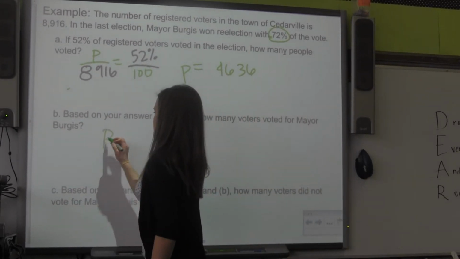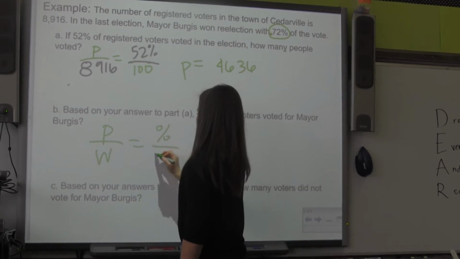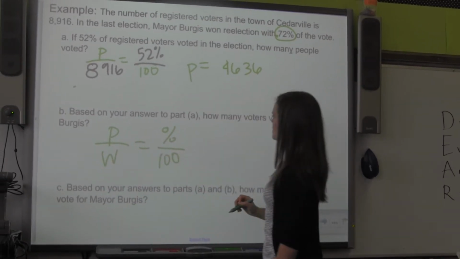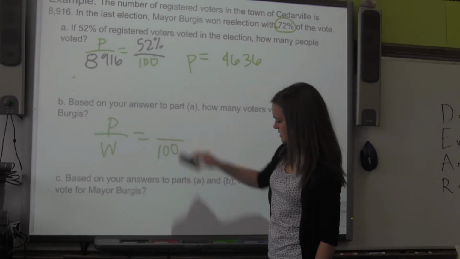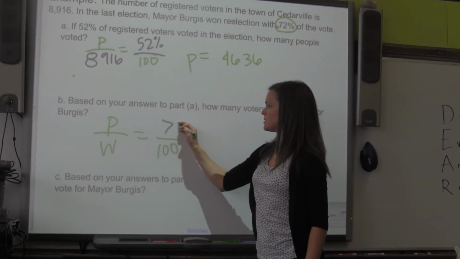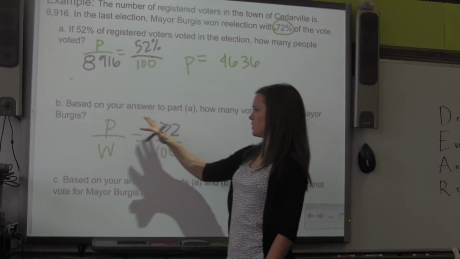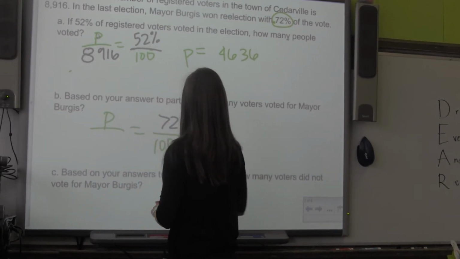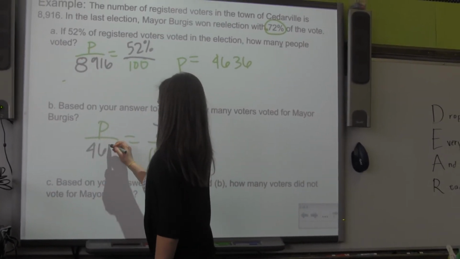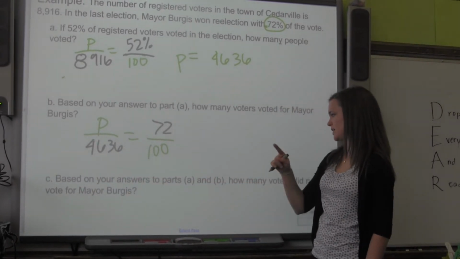So again, I'm setting up my proportion. Part over whole is equal to percent over 100. I'm going to plug in what I know. I know that 72% of those who voted, so 72 out of 100, voted for the mayor. I want to know what is equal to that out of the 4,636 people that voted. I would solve this using cross products, and I would find P.